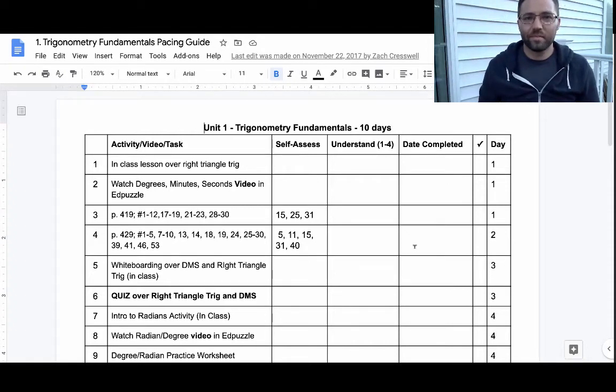Morning. For those of you that don't know me, my name is Zach, and for several years I taught pre-calculus in what's called a flipped format. The basics of a flipped learning format, for those of you that don't know, is just that your direct instruction, your main lessons or lectures, are on video.